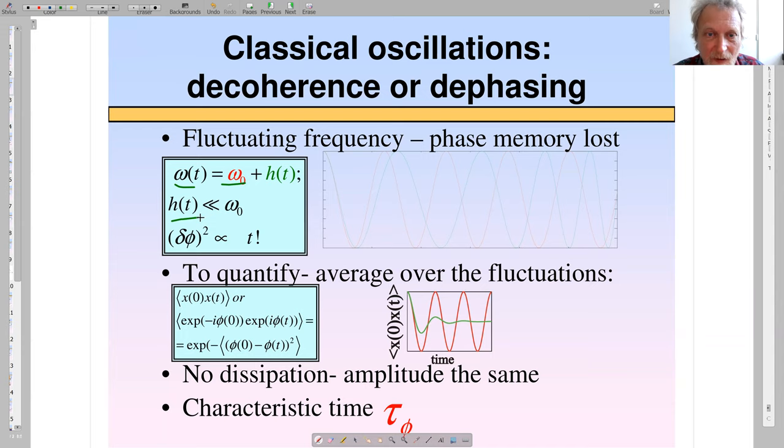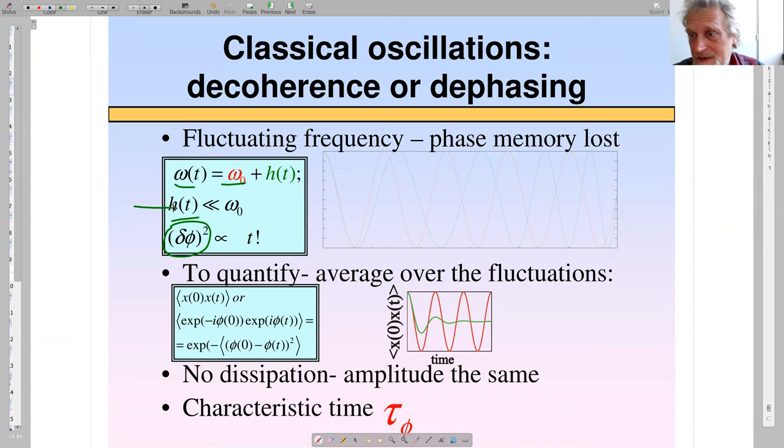The problem is that the fluctuation of the phase as a response to these fluctuations of frequencies grows with time. Why? Because what is the phase? It's an integral over frequency. So changes of frequency are accumulated in the phase. I could write a formula, but I guess I will write it somewhat later in this lecture.